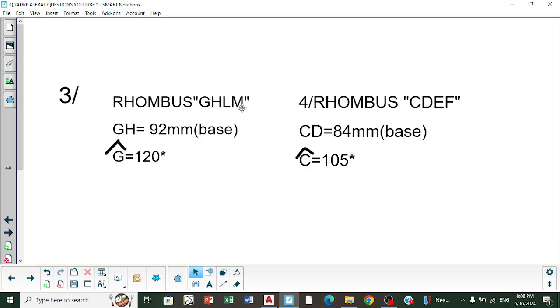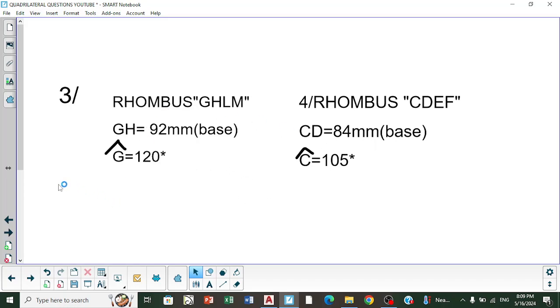Right, so for questions 3 and 4, we have the rhombus GHLM. GH is 92, and of course, the remaining three lengths are 92 because they are equidistant from each other. The angle is an obtuse angle of 120 degrees. For CDEF, CD is 84. All right, of course, the lengths are again 84 millimeters away from each other. And the angle at C is 105 degrees, which is also an obtuse angle.